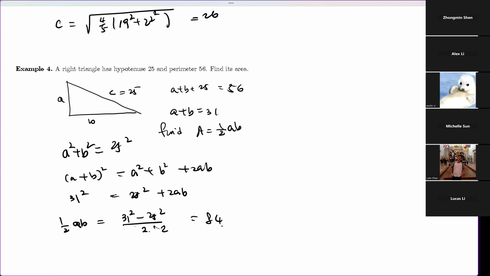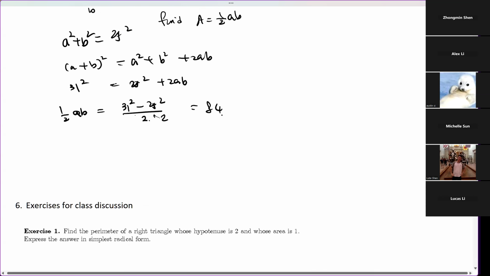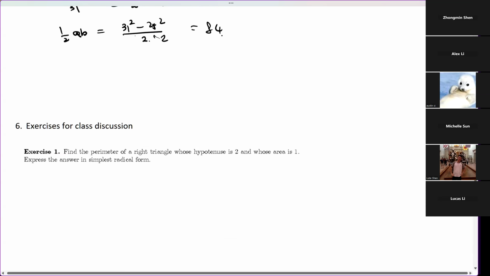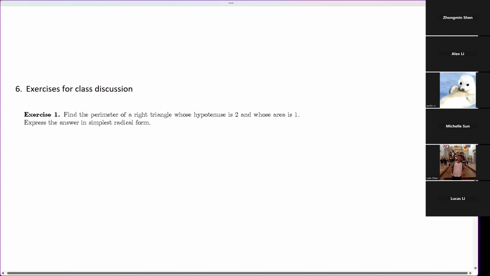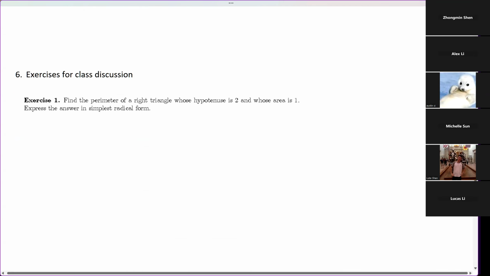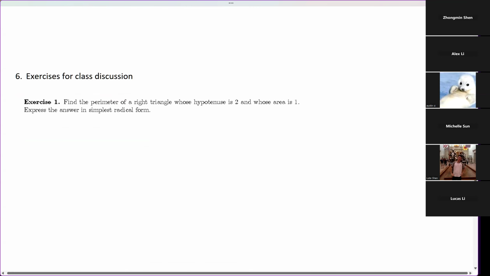Okay, so those are the problems I want to discuss here. Now I'll give you a problem and let you try to do it in class first, then we discuss. So exercise for class discussion. Here's the problem. I hope you already know how to do it. Find the perimeter of the right triangle if you know the hypotenuse is 2 and the area is 1. Please do this.